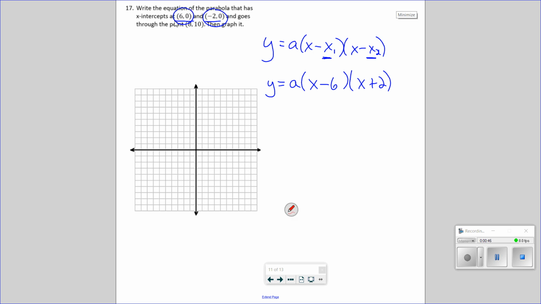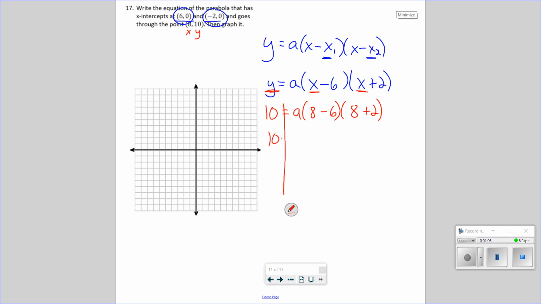So to get the a value, we're going to plug in x and y, the point that we were given, which is 8, 10. So we have 10 equals a times 8 minus 6 times 8 plus 2. And then now we solve this equation for a.